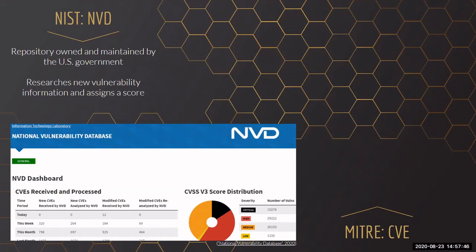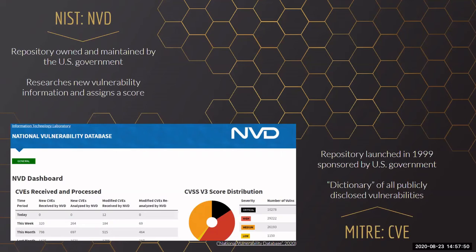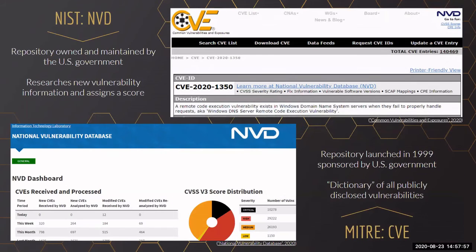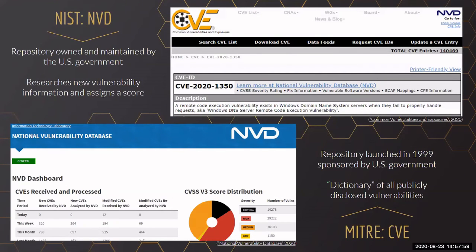There's also something from an organization called MITRE. They have the CVE database. It's basically the same thing, except it's more of just a dictionary for all the publicly disclosed vulnerabilities. And that's what it looks like when you're looking at a vulnerability. Specifically, that is CVE-2020-1350. And that's a fairly recent one. That was a really bad vulnerability with Microsoft DNS servers.